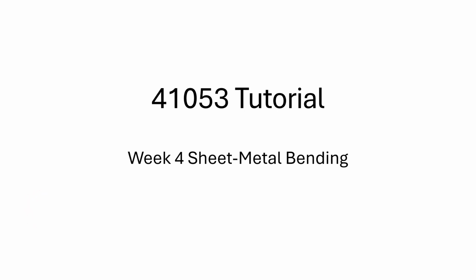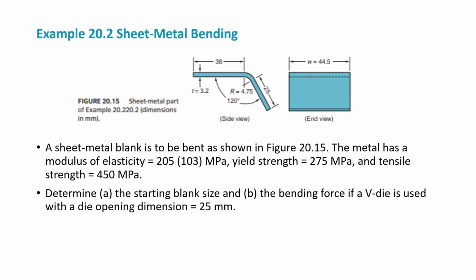Okay, so another question for the week for tutorial, which is going to be about sheet metal bending. The example we have is a sheet metal blank that is to be bent as shown in figure 20-15. The metal has a modulus of elasticity of 205 megapascal, a yield strength of 275 megapascal, and a tensile strength of 450 megapascal. We need to determine the starting blank size and the bending force if a V die is going to be used, with the die opening dimension of 25 millimeters.